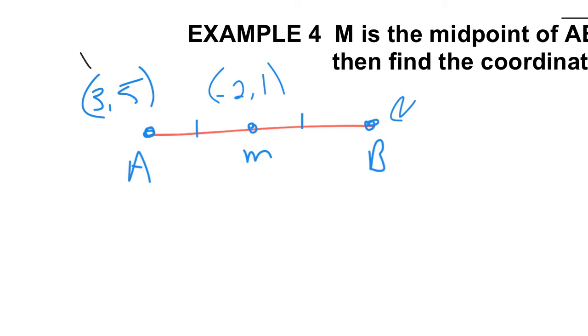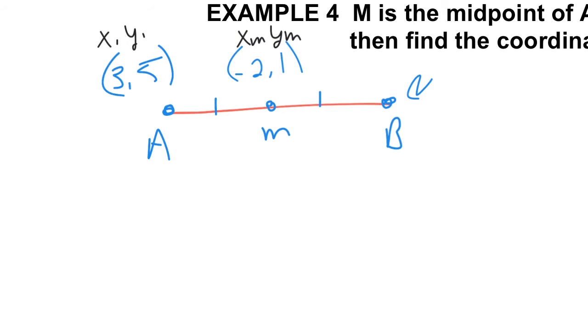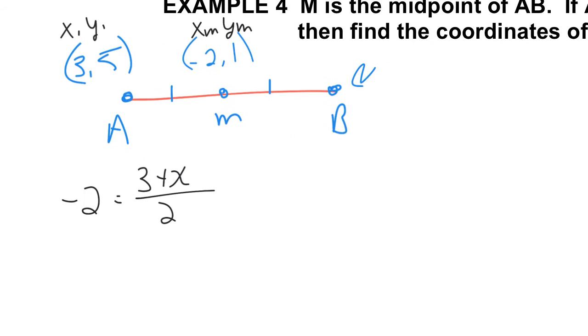So I'm going to say that this is my X1, Y1, and this is my XM, YM. And I'm going to work the problem. So remember, it's XM equals, so my XM is -2, and that equals my X1 plus my X2. Well, X1's 3, and I don't know what the other X is, but I know I have to divide that by 2. Now I'm going to go ahead and set up the other one as well. So this is for my X's, okay?